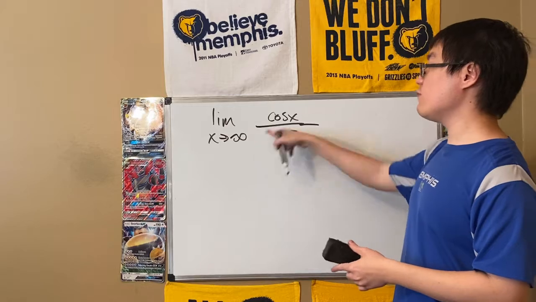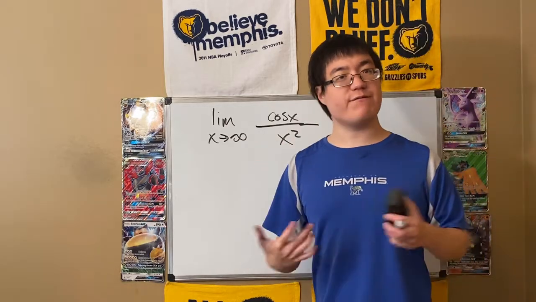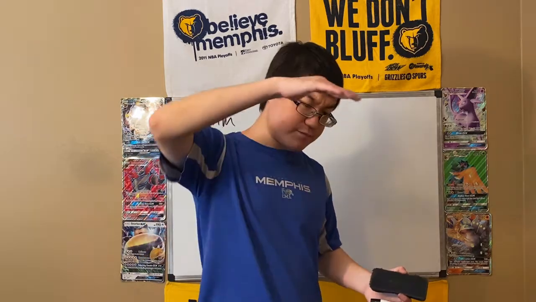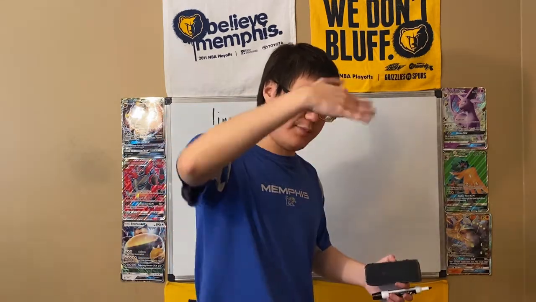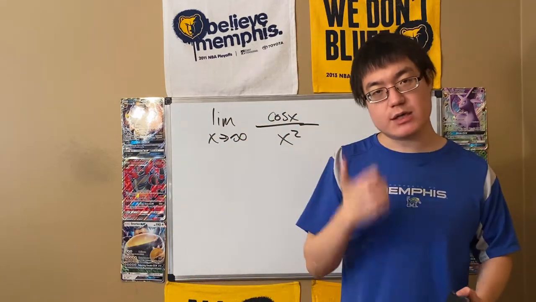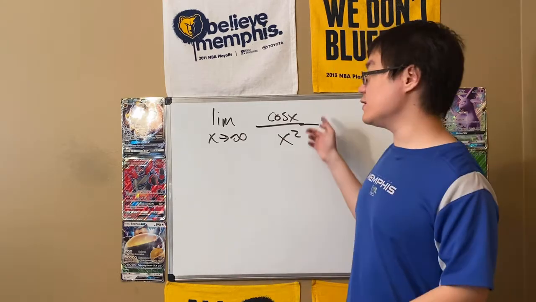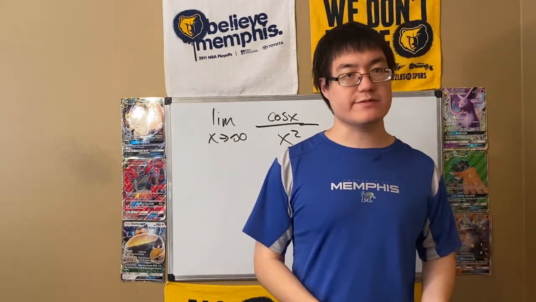The problem though is that when we plug in infinity, we get cosine of infinity. And you can't do cosine of infinity, because cosine keeps oscillating back and forth, back and forth, just like this. It won't stabilize at a single number, so the limit doesn't exist. We can still find the limit of this entire fraction though, because of squeeze theorem.